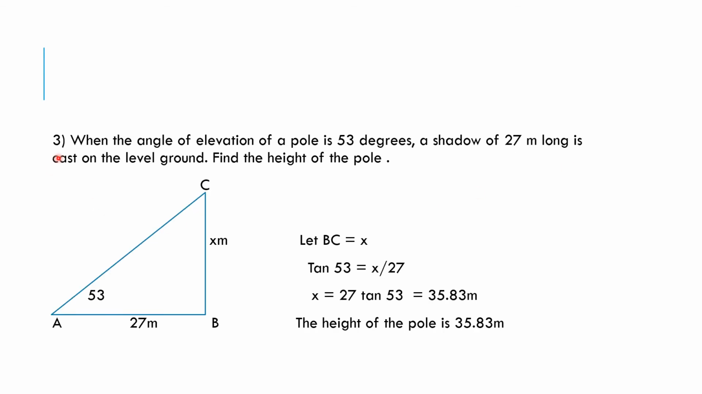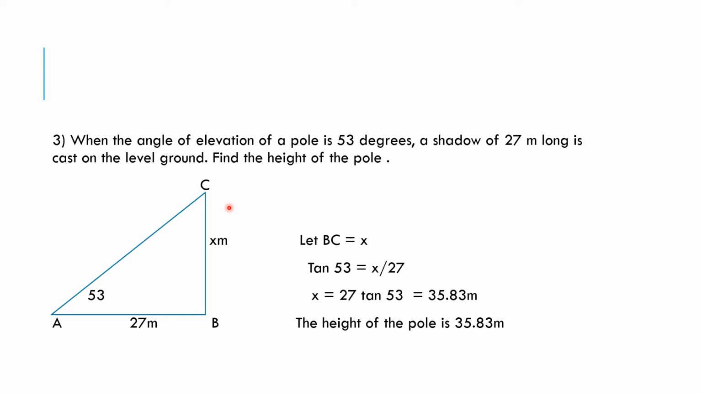Okay, let's have a look at another question. When the angle of elevation of a pole is 53 degrees, a shadow of 27 meters long is cast on the level ground. Find the height of the pole.